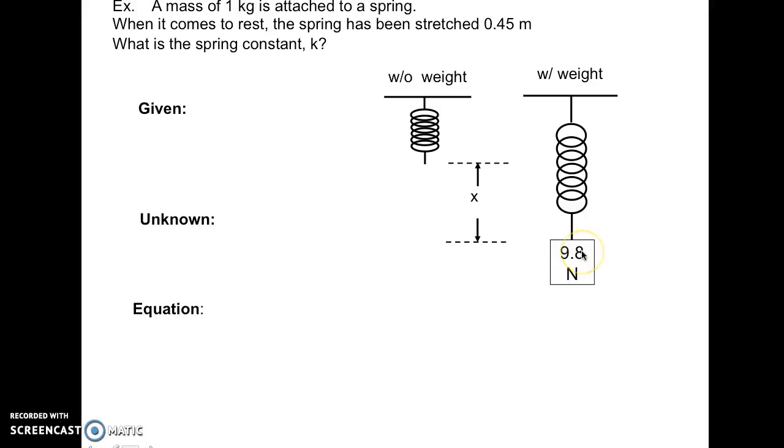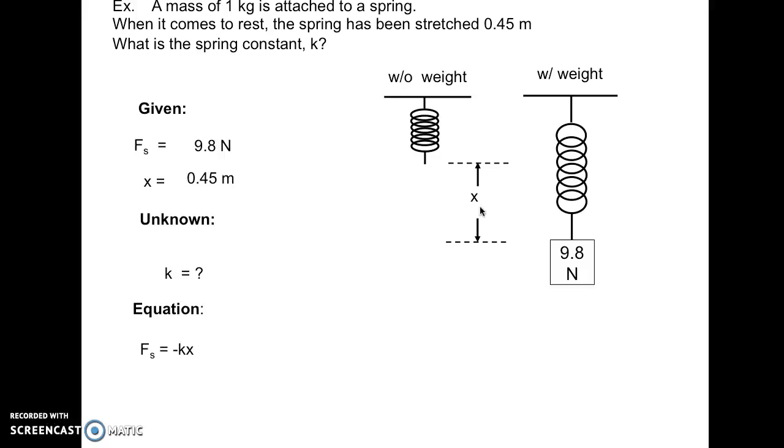So if we were to draw a force diagram on this, we would have one force, that weight pulling down, and the spring force pulling up, and those forces would be balanced. When that happens, the spring is displaced by this distance x. So we are given the spring force, or we can calculate it since we were given the mass initially, and that force is equal to 9.8 newtons. We know the displacement of the spring was given as 0.45 meters. And we want to find the spring constant K.